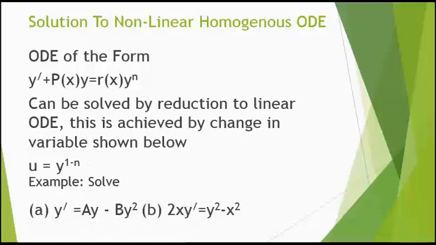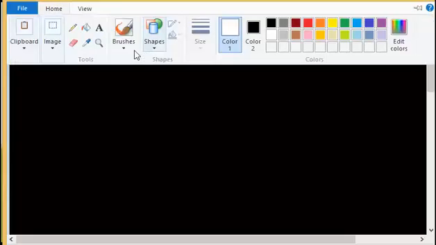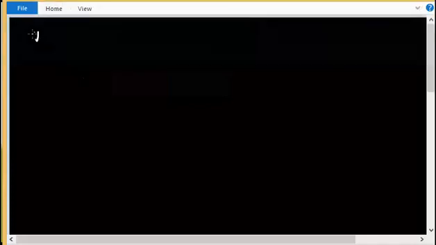Now, for me to illustrate this so it makes sense, I'm going to use a simple example. I have some questions here which I'm going to solve, starting with the a part of the question. I hope you're ready. Let's go. For the a part, I'm looking at the solution to y prime equal to ay minus b y square. Let's do that.